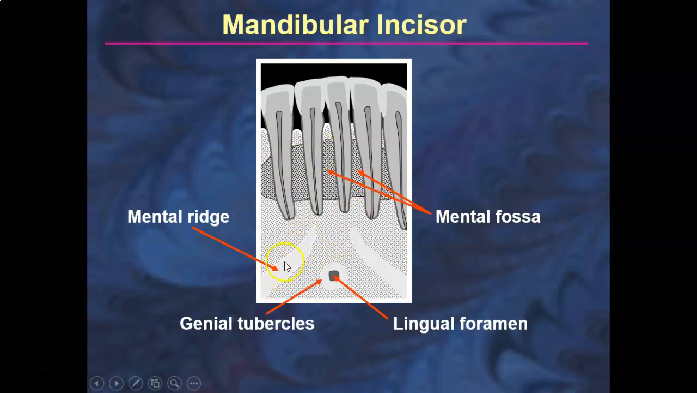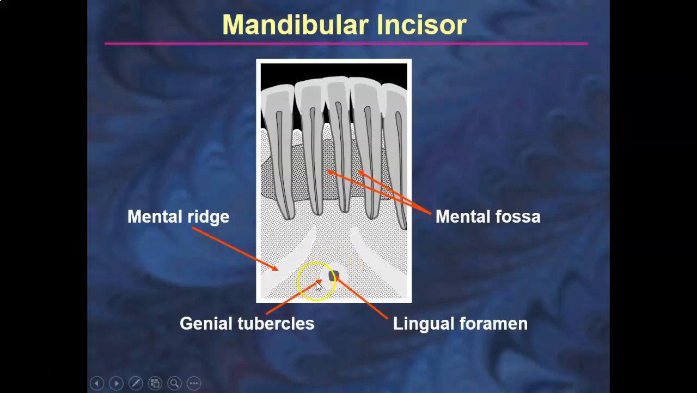Then you'd have a thicker bone area. This might be an area where sometimes people have tori, mandibular tori, but if they don't, it's just a thicker area that is the mental ridge. And then they're going to have a radiopaque area that's encircling a radiolucent area, and it will look like a real small dot.